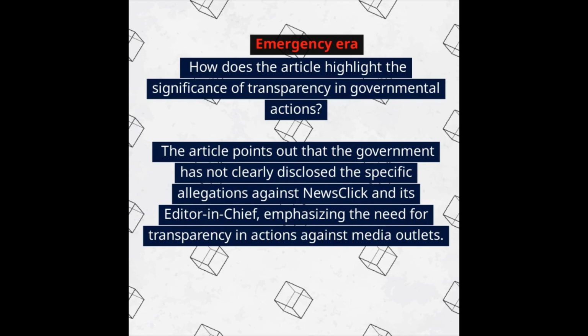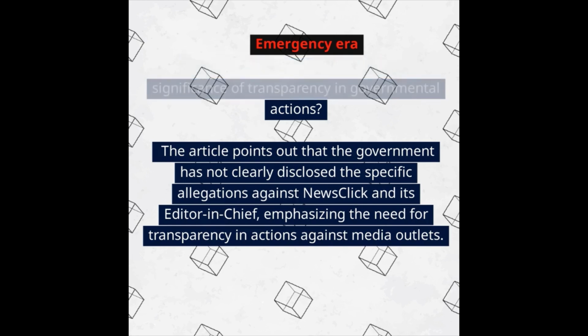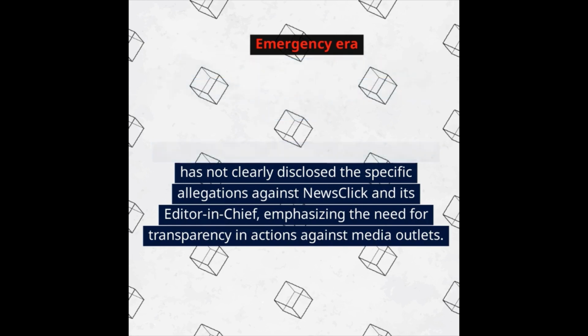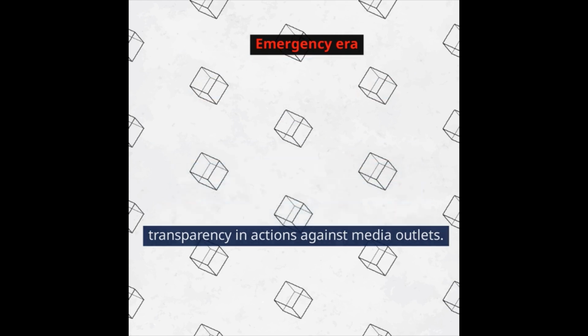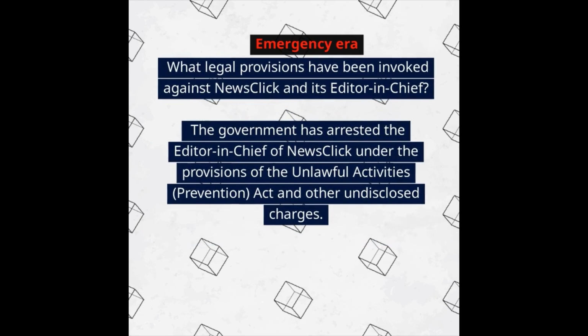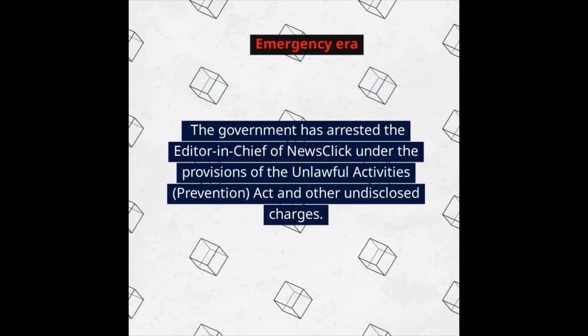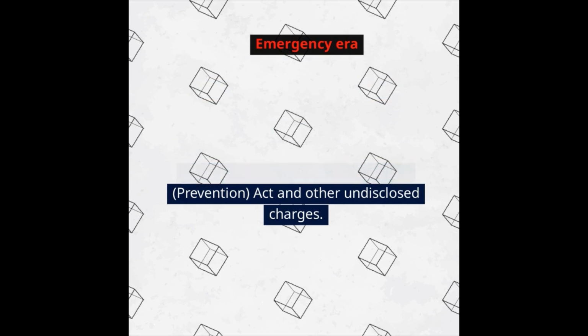The article points out that the government has not clearly disclosed the specific allegations against NewsClick and its editor-in-chief, emphasizing the need for transparency in actions against media outlets. What legal provisions have been invoked against NewsClick and its editor-in-chief? The government has arrested the editor-in-chief of NewsClick under the provisions of the Unlawful Activities Prevention Act and other undisclosed charges.